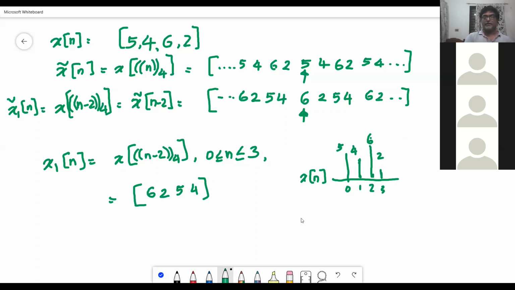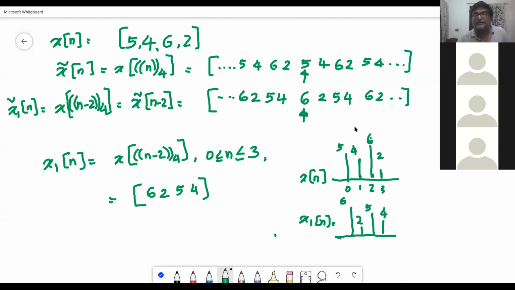And what will be x1 of n therefore? X1 of n is 6, 2, 5, and 4. This is 6, 2, 5, 4. Now, how are these two related? These two are related via a circular shift.